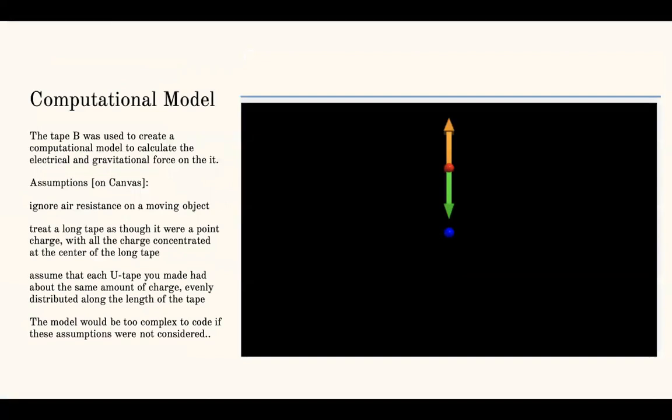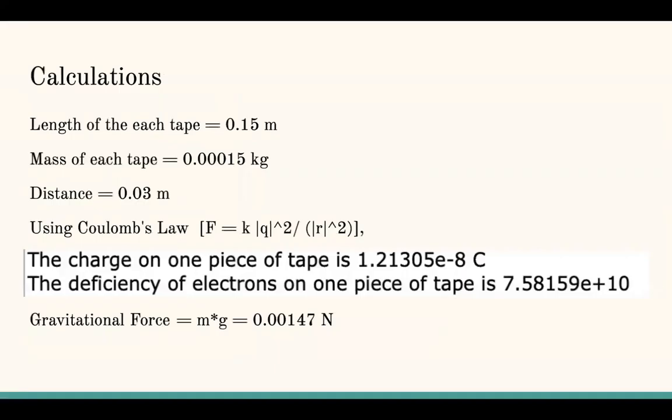This is a computational model. Obviously, we had to take some assumptions because we had to ignore the air resistance. We had to treat the tape not as a continuous object, but as a point object. And we also had to assume that the charge was evenly distributed. So these were my calculations.